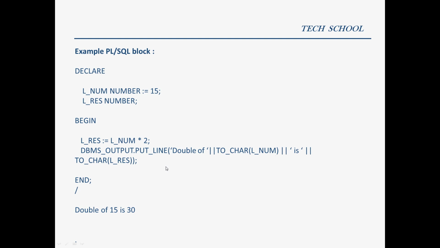This is a string concatenation operator. This TO_CHAR function is a built-in function in Oracle, and what it does is convert a number variable to a character string. So what is actually getting printed is 'double of 15 is 30' in the debugger output. We can see it getting executed in SQL Developer, and then we can come back and discuss stored procedures and functions.